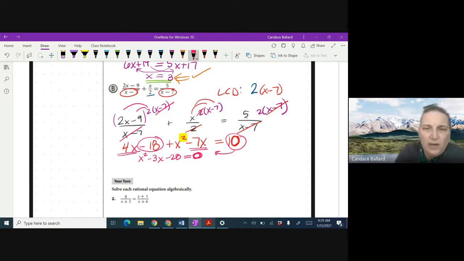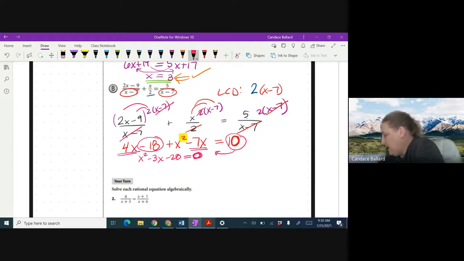Right, what do I have to do to factor this from here? What am I going to use? Ah, yes, our friend, the magic X, right? We have to use the magic X.